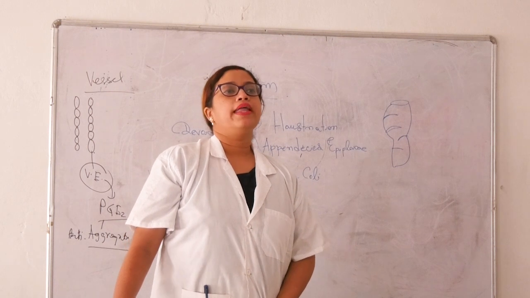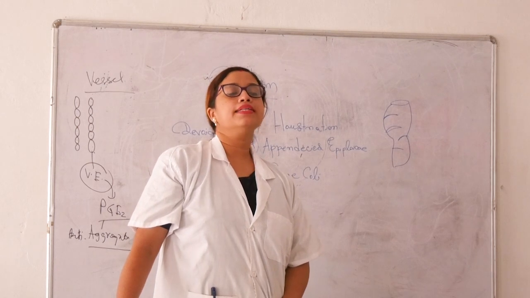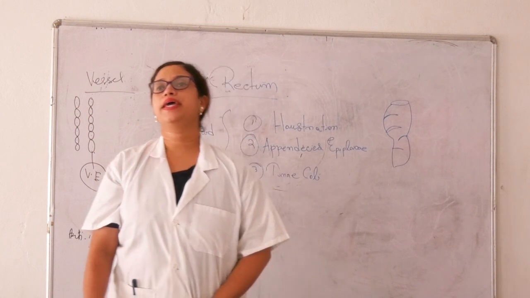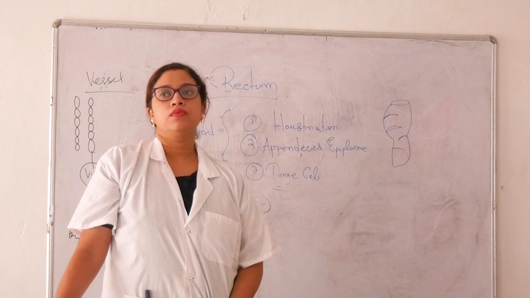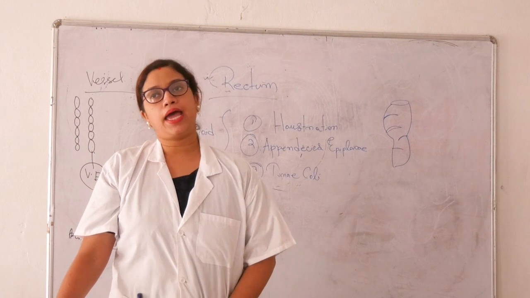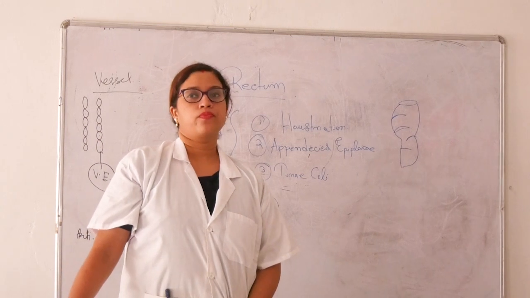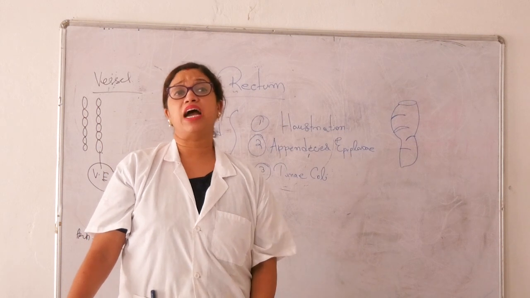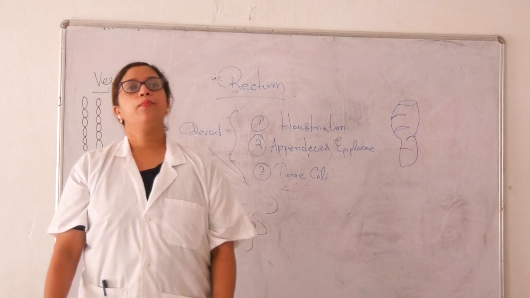Now next, about the arterial supply of the rectum. So the rectum has got how many arteries? Who will tell me? 3 arteries. Very good. Which are they? Superior rectal, inferior rectal and middle rectal. These are the 3 arteries that will supply the rectum. So superior rectal is a branch of, very good, inferior mesenteric artery.